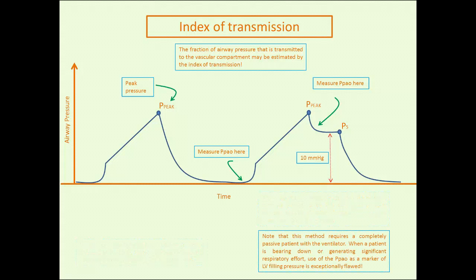So I think that I've talked about this, but you have to bear in mind that this method again requires a completely passive patient with the ventilator. So the patient has to be either paralyzed or very, very sedate. Because when the patient is bearing down or generating significant respiratory effort, the use, as I mentioned, of the pulmonary artery occlusion pressure as a marker of LV filling pressure is exceptionally flawed.